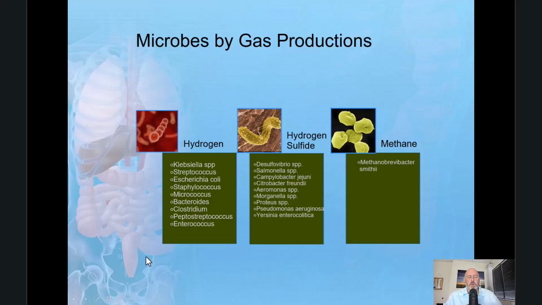Each of these particular gases have specific microbes that seem to be driving them. Hydrogen is predominantly driven by Klebsiella and Escherichia coli. Hydrogen sulfide by Desulfovibrio piger. There are some other organisms related to hydrogen sulfide production. Methane is predominantly driven by Methanobrevibacter smithii, which is from the kingdom Archaea.